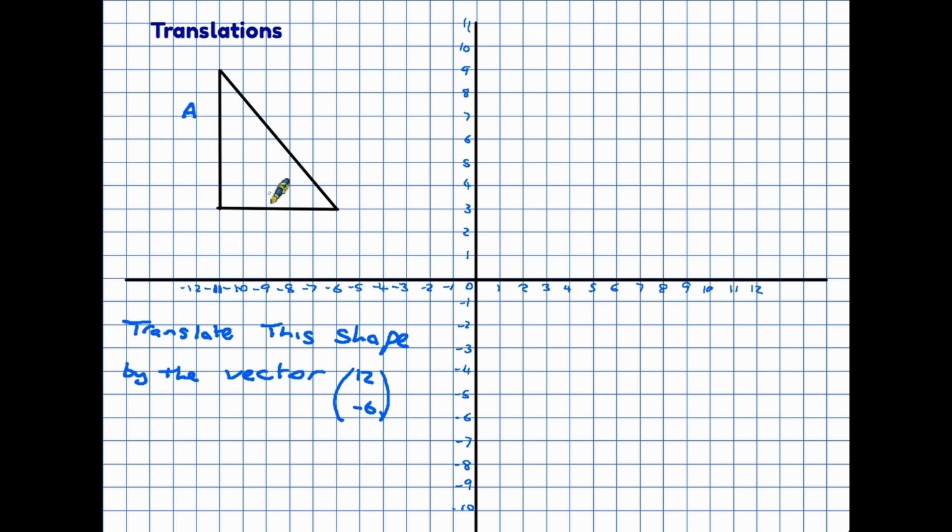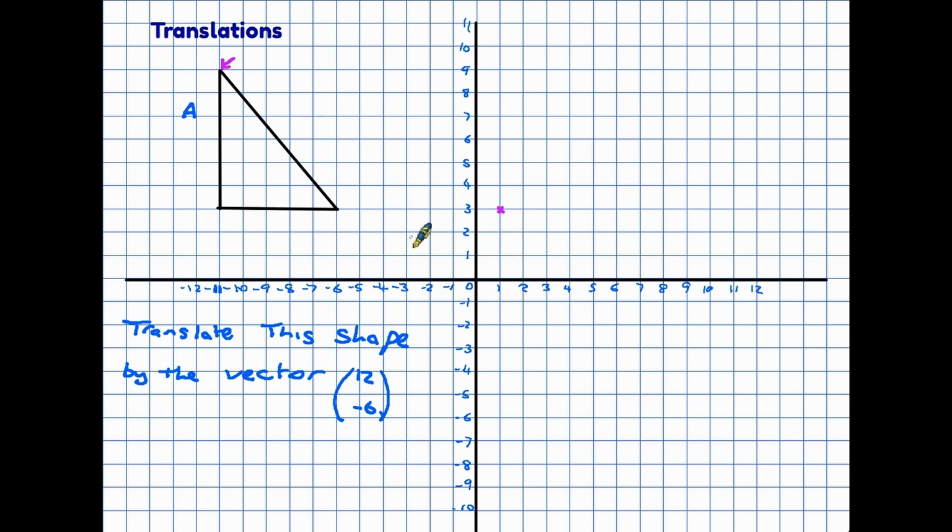Occasionally you may be told that your original shape is A and you have to label your new shape B. So we're translating it. We are moving the whole triangle by the vector. You would start by choosing one corner of your shape here. I'll use the top point of the triangle here, and let's move it through the vector. So the vector is 12, minus 6, so we are going 12 to the right, so that's 1, 2, 3, 4, 5, 6, 7, 8, 9, 10, 11, 12, and minus 6, so 6 down, 1, 2, 3, 4, 5, 6. This means that the top corner of our translated shape is going to be here at 1, 3.